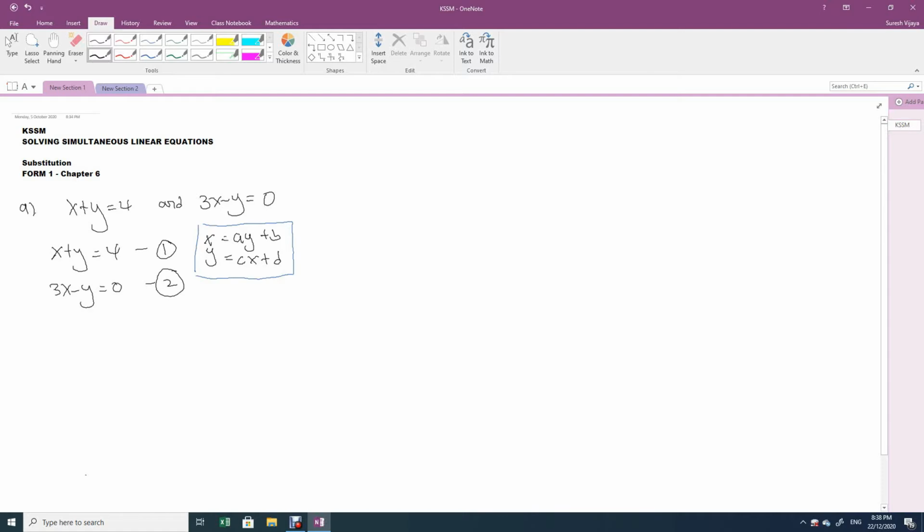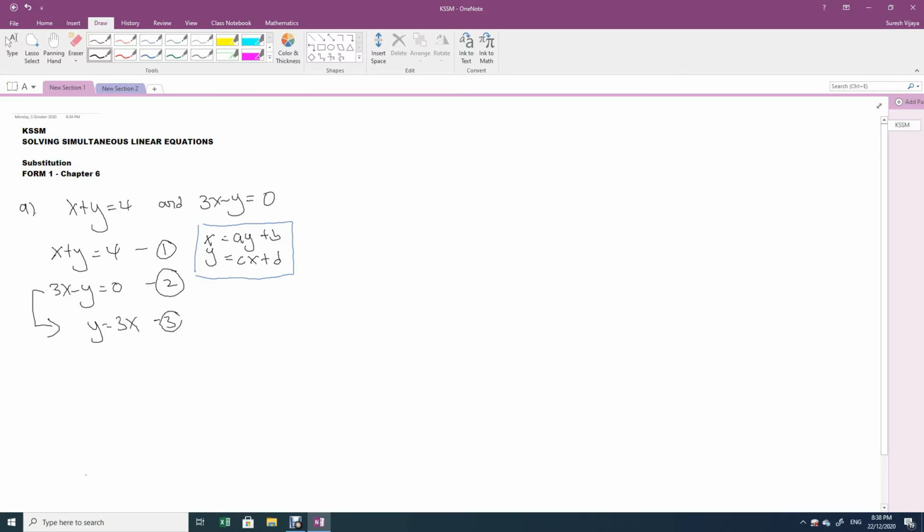So let's say we take an easier equation to transform to this form, which is equation 2. Transform it as y equals to 3x. It means we move y to the right hand side, so we change the sign, and therefore y is equals to 3x. So after transforming this, we name this as equation 3.